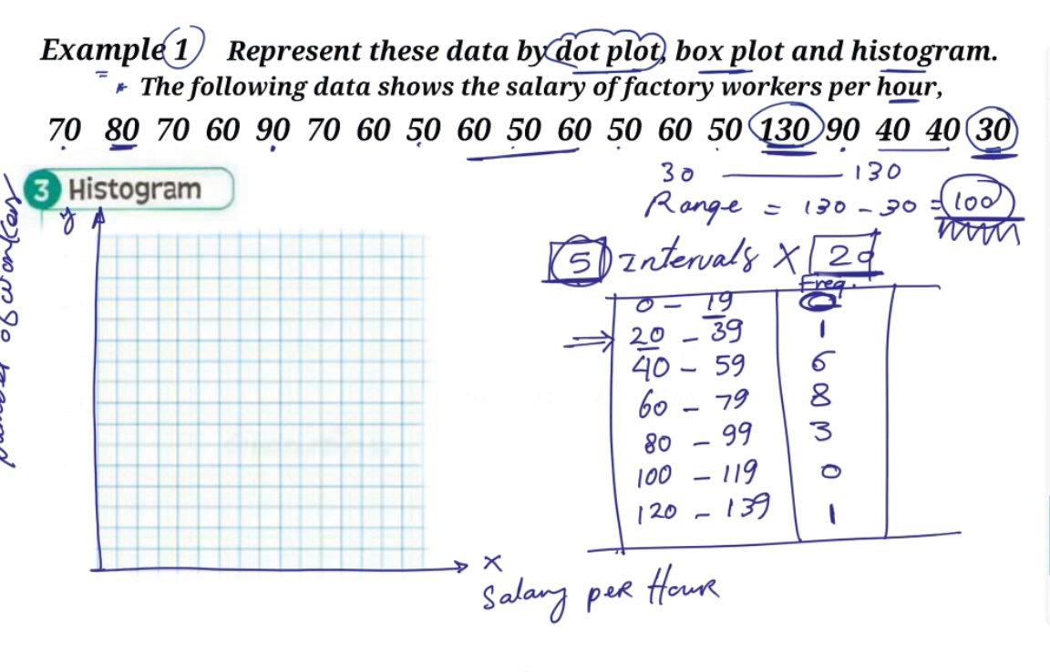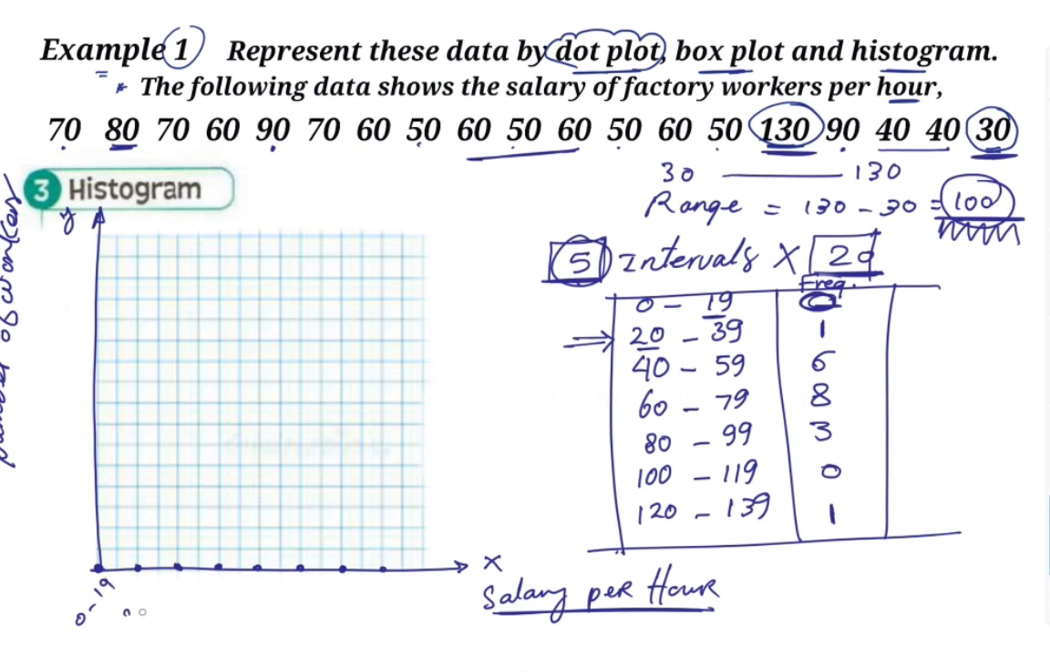Now I need to draw my intervals and draw my frequency. Start with salary per hour, the interval. I will start from 0 and 19. So from 0 and 19 I will put it in these two columns. The next one, I need 1, 2, 3, 4, 5, 6, 7 intervals. This is the first interval. So the first one here from 0 to 19.